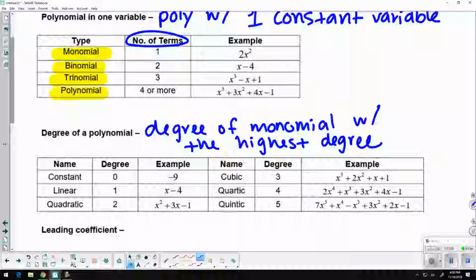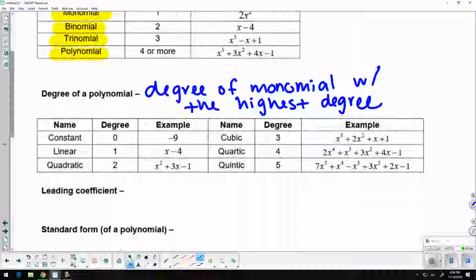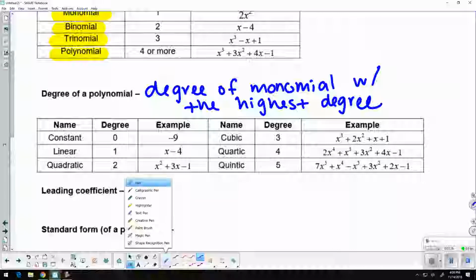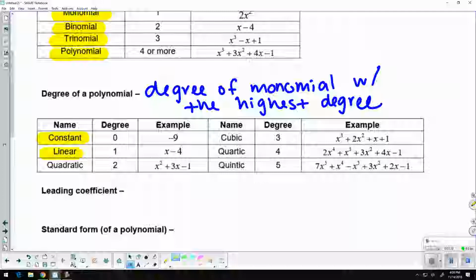Okay, so again, there's special names here. It's a constant if your degree is 0. So constant, again, let me get my highlighter back. Constant, degree 0. Linear is degree 1. There's examples in the middle column. A constant is just a number by itself, like -9, where you don't have an x, there's nothing to it. But the degree would technically be 0 since there is no variable. The degree would just be 0.